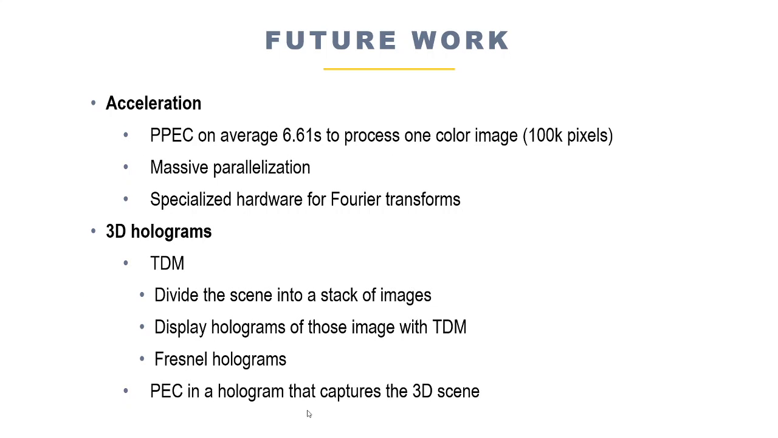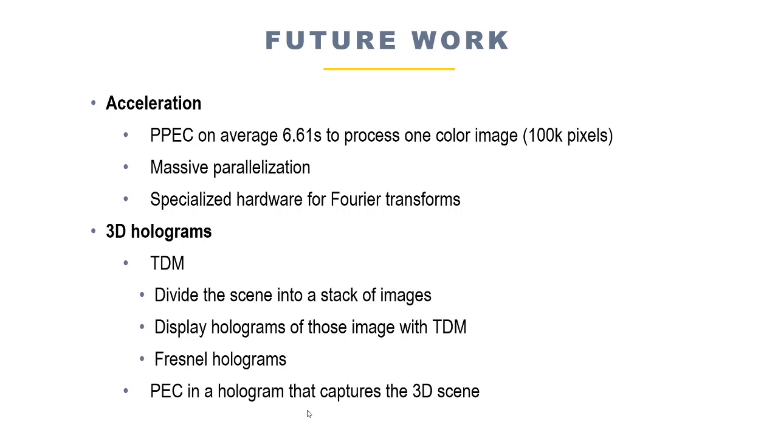Going forward, we would like to study how to accelerate the PEC methods. Right now, it takes the PPEC method on average 6.61 seconds to process one color image of 100K pixels on the CPU. We expect massive parallelization and other specialized hardware for Fourier transforms to significantly improve the speed.